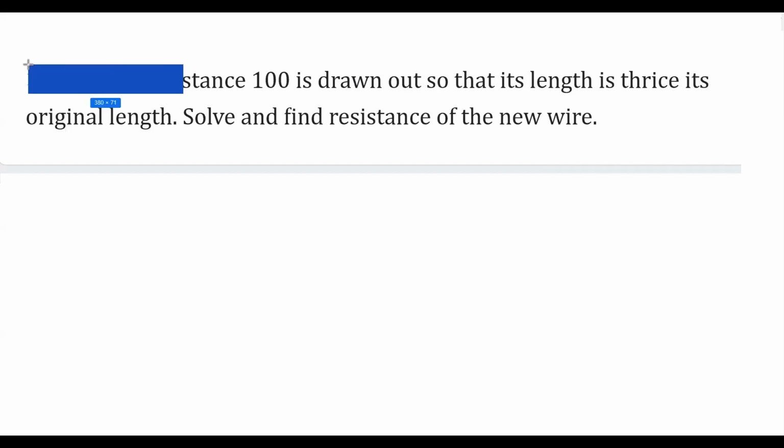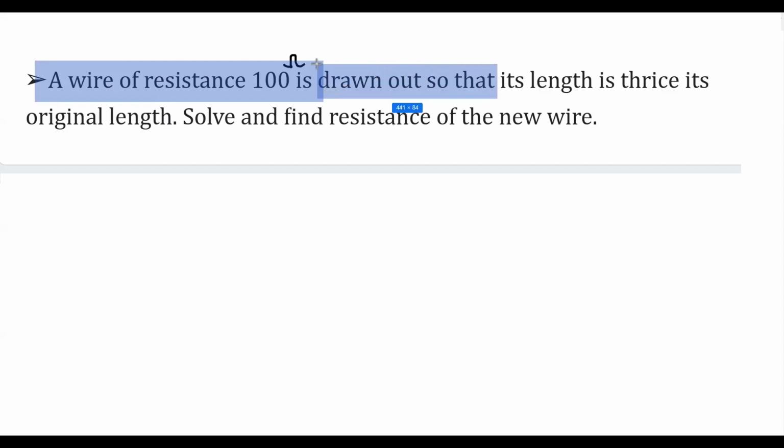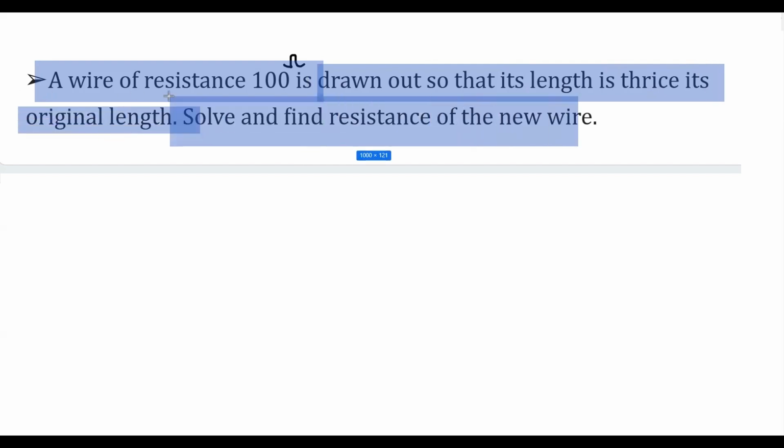The question says a wire of resistance, right? Just a second, I have missed a symbol here. This is ohm. Okay, let's continue reading. What we know here is that there is a wire of resistance 100 ohm drawn out so that its length is thrice its original length, right? And we have to find the resistance of the new wire.